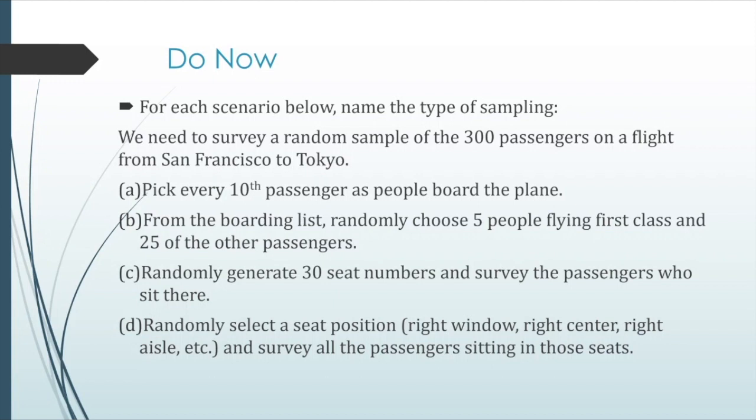So let's do this question now, and I'll let you think about it, and then you should pause the video, think of the answers, and we'll come back. I'll read the whole thing to you. It says, for each scenario below, name the type of sampling. We need to survey a random sample of the 300 passengers on a flight from San Francisco to Tokyo. A, pick every 10th passenger as people board the plane. What kind of sampling is that? B, from the boarding list, randomly choose 5 people flying first class and 25 of the other passengers. C, randomly generate 30 seat numbers and survey the passengers who sit there. Or D, randomly select a seat position, the right window, the right center, the right aisle, etc., and survey all the passengers sitting in those seats.